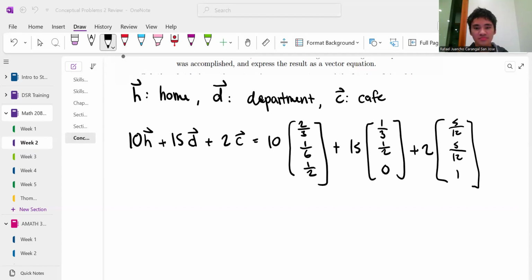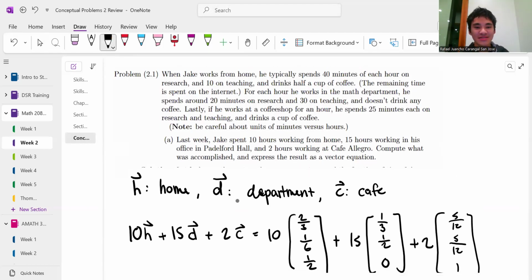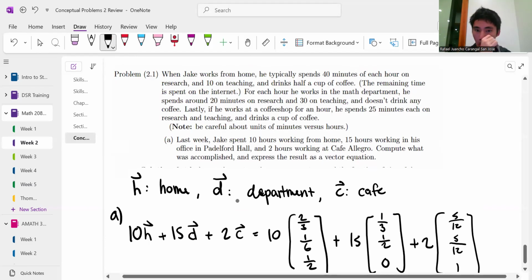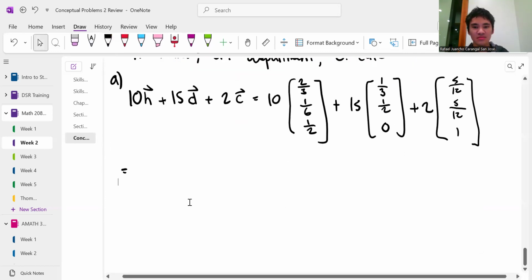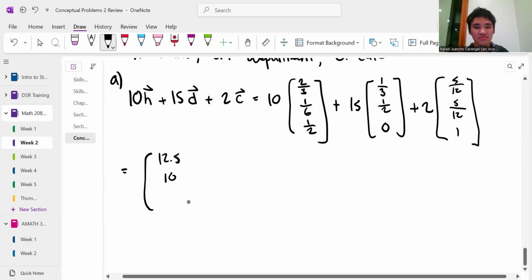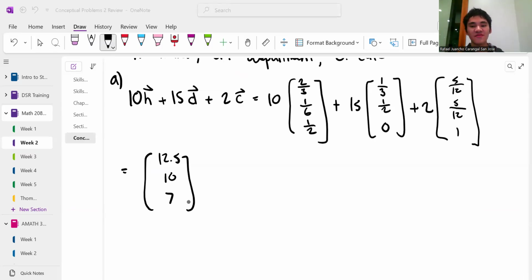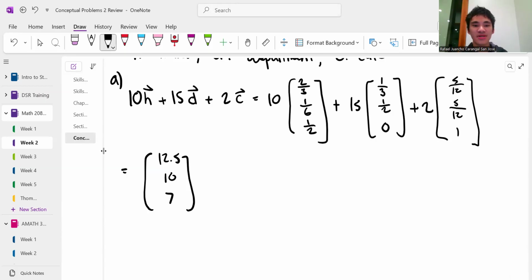Right? And then we solve for this basically. That's what A is asking us to do. So when we solve for this whole thing, we get 12.5, 10, 7. Now to interpret what that means, last week he spent 12.5 hours doing research, 10 hours teaching, and he drank 7 cups of coffee. Okay? So that's what that does.